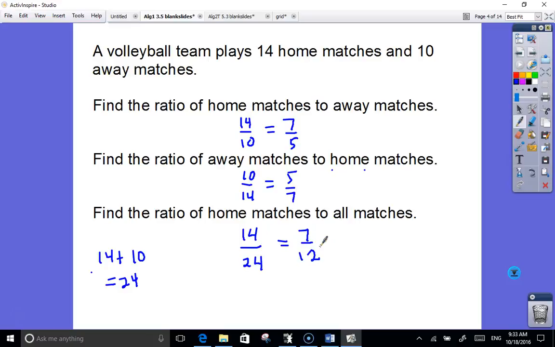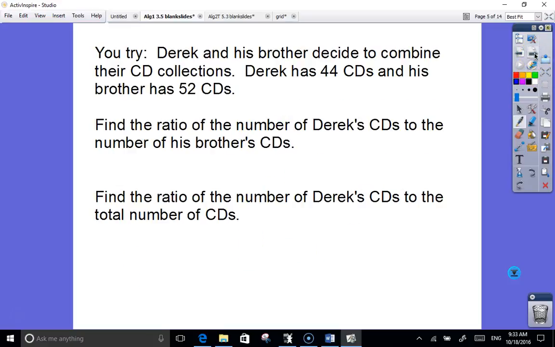Easy problems, right? Okay, you try this one. Derek and his brother decide to combine their CD collections. Derek has 44 CDs, his brother has 52. Find the ratio of the number of Derek's CDs to the number of his brother's CDs. And then find the ratio of the number of Derek's CDs to the total.